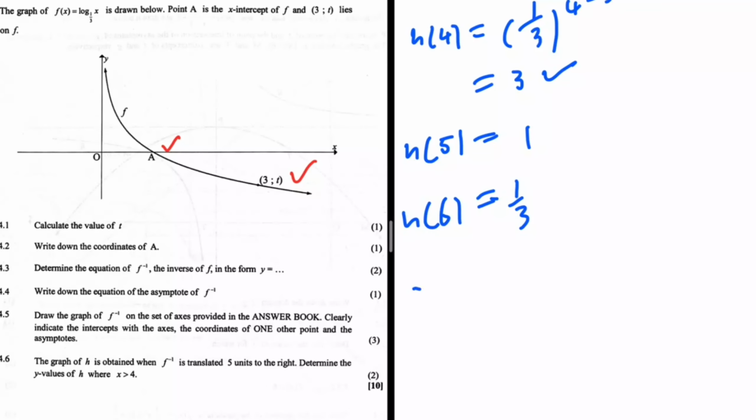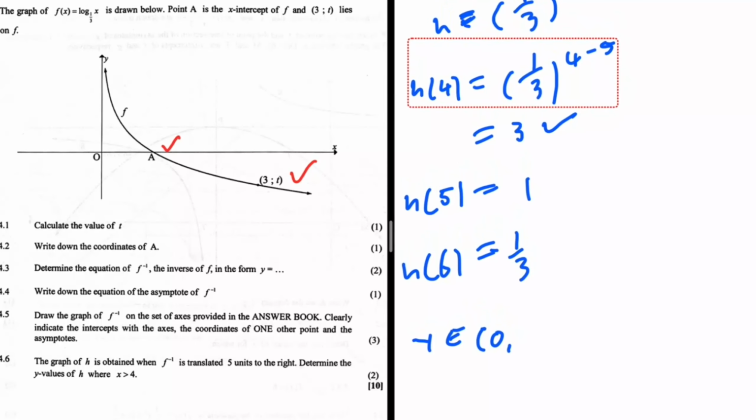So the y value is actually y element of, so how do I put this? When x is greater than 4, y runs from 0. We know that it cannot be 0. At 4, it is equal to 3. But we don't get to 4. We just get very close to 4 from the right hand side. So 0, 3. Do we include 3? No, we don't, because we're not going to get to 4. We're actually going to get very close to 4, 4.00001, but actually never get to 4. So that is why. That is 4.6.